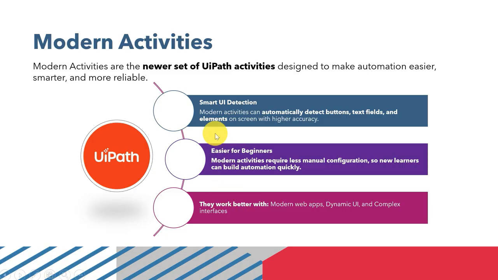The very first one, smart UI detection. Modern activities can automatically detect buttons, text boxes, or text fields and elements on screen with higher accuracy. The second one is easier for beginners. As the title says, modern activities require less manual configuration, so new learners can build automation very quickly. The third one, they work better with modern web apps, dynamic UI, and complex interfaces.